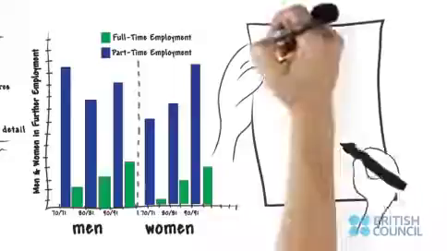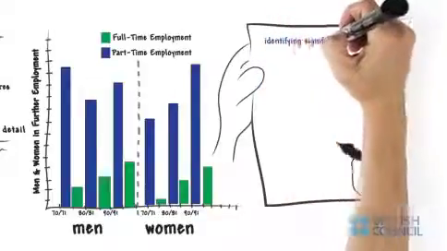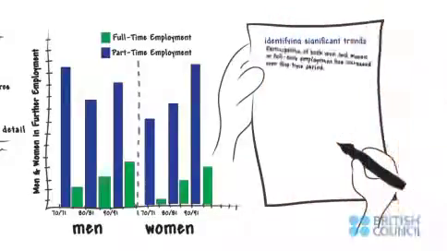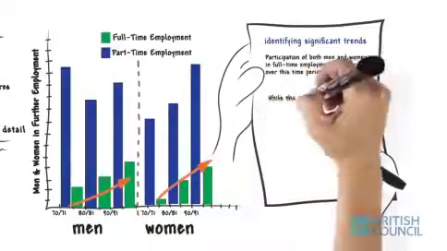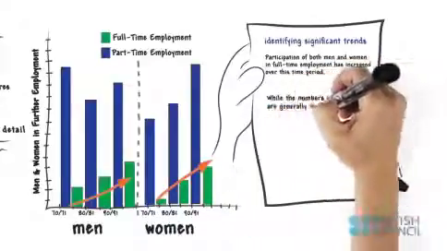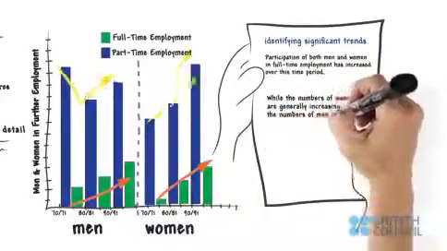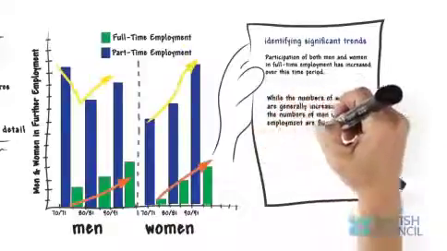Looking at this graph, we would say, from the graph it is apparent that participation of both men and women in full-time employment has increased over this time period. However, while the numbers of women are generally increasing, the numbers of men in part-time employment are fluctuating.